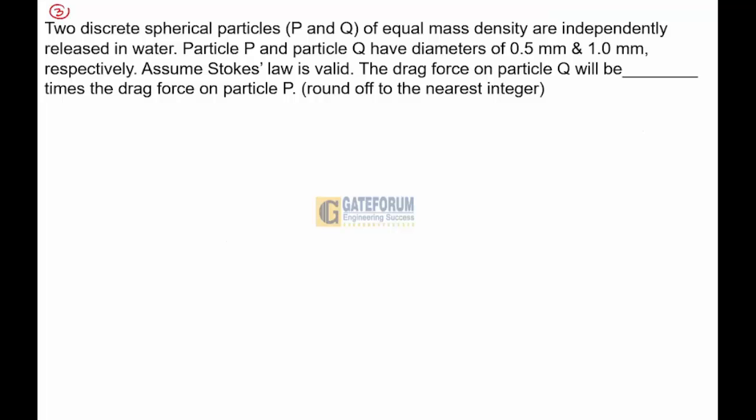Question number 3. Two discrete spherical particles P and Q of equal mass densities are independently released in water. Particle P and particle Q have a diameter of 0.5 mm and 1 mm. Assume Stokes' law is valid. The drag force on particle Q will be dash times the drag force on particle P. Round off to the nearest integer. Generally, in case of discrete particles settling, Stokes' law is validated at terminal velocity, students. Since there will be no change in velocity, the net force on the body will be how much? 0.